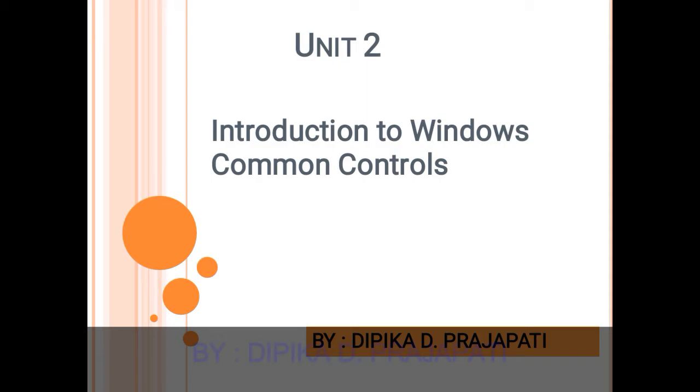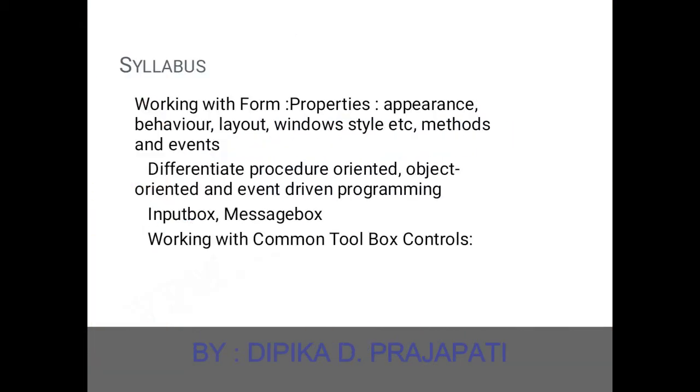So let's start. Today we are going to discuss unit number 2, Introduction to Windows Command Control. So here, the syllabus overview of chapter number 2 is working with form: properties, appearance, behavior, layout, window style, etc., methods and events. Second point, the syllabus for our second chapter: differentiate procedure oriented, object oriented and event driven programming. Then input box, message box and working with common toolbox control.